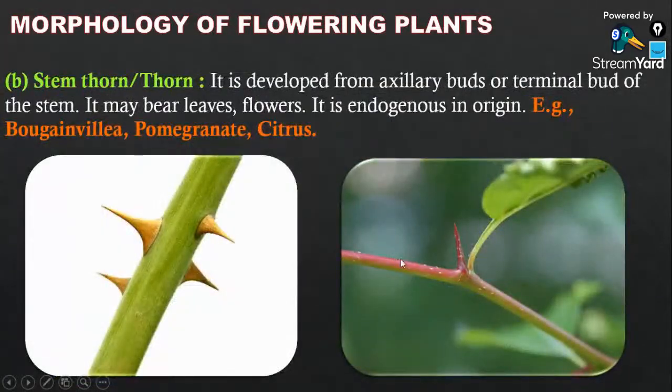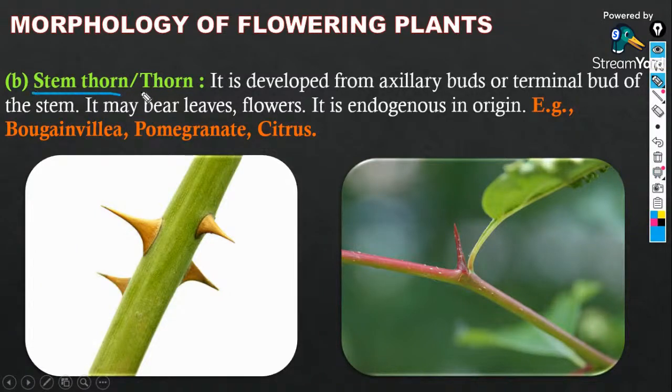Yes. Next is the stem thorn. Just simply study, they are developed from the axillary bud of the stem and they are endogenous in origin. Stem thorns are endogenous in origin, that is, they are produced from inside. Examples are the thorns you've seen in bougainvillea, pomegranate, citrus, etc.